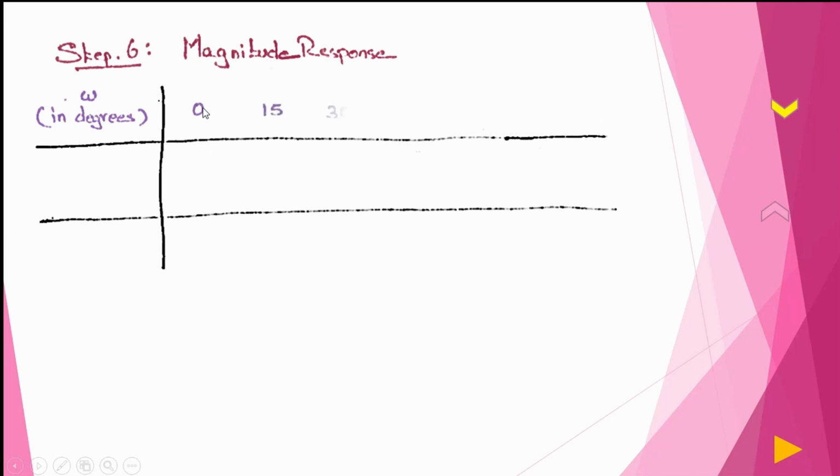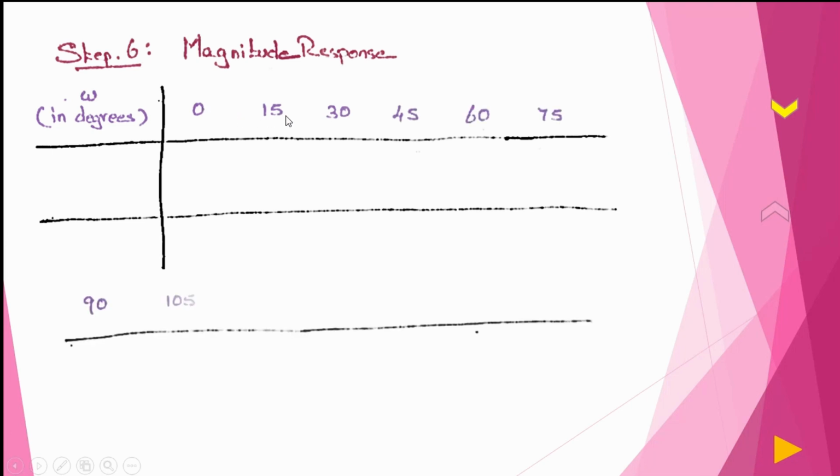We are going to change the omega value in intervals of 15. So the step is 15: 0 plus 15 is 15 degrees, then 30 degrees, 45 degrees, 60 degrees, 75 degrees, like this from 0 to 180 degrees. So the interval between them is 15. We divide by 15 like this and take from 0 to 180.